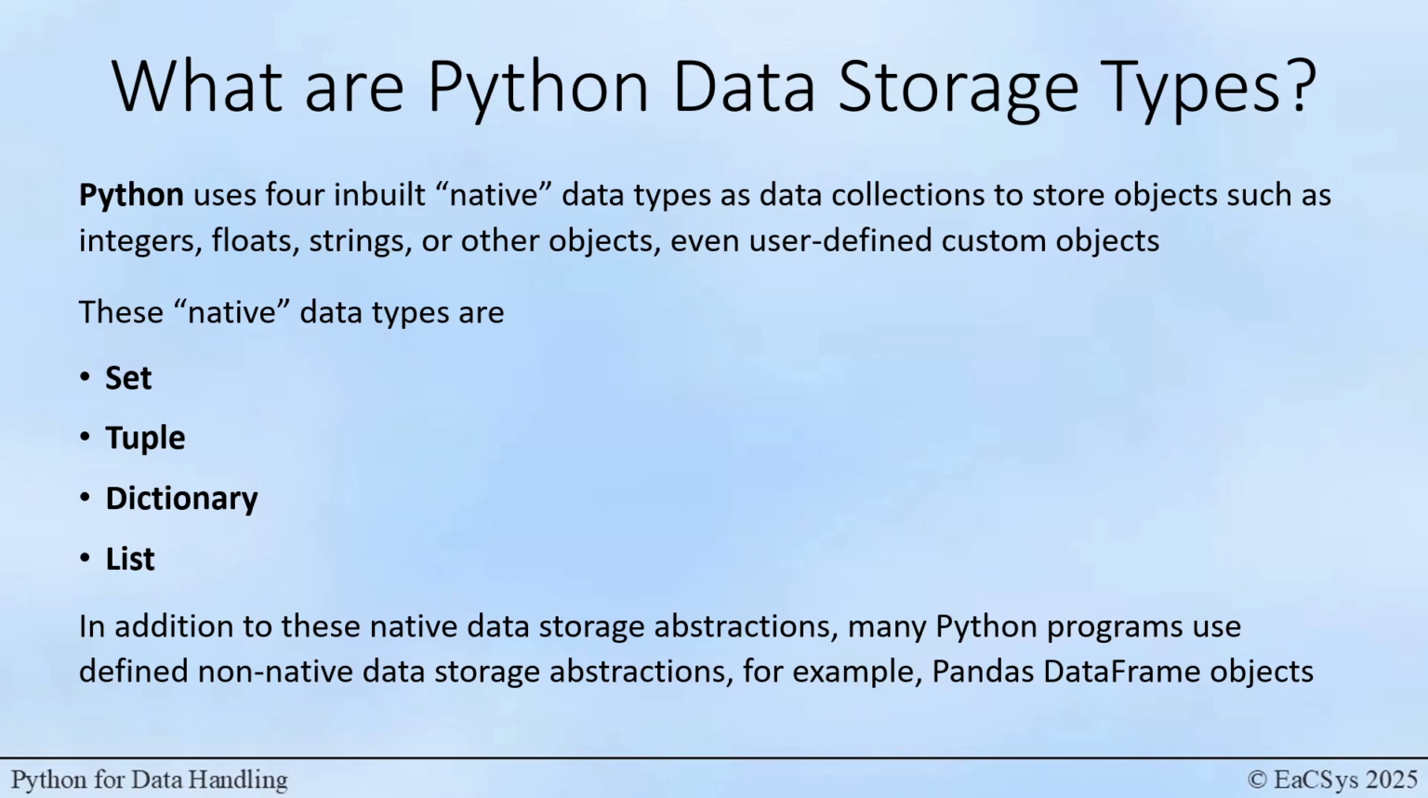So, the Python native data collection data types you will learn in this playlist are the Python set, the Python tuple, the Python dictionary, and the Python list. In addition to these native data storage types or abstractions, many Python programs and libraries use non-native data storage abstractions. For example, in many video courses about data handling, the Pandas library is often used, and Pandas use Pandas data frames, which are objects similar to Excel spreadsheets on steroids, to store and handle data supported by Python programming and most commonly Python dictionaries and Python lists.